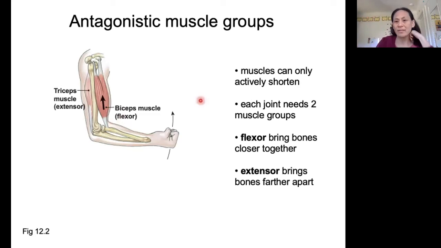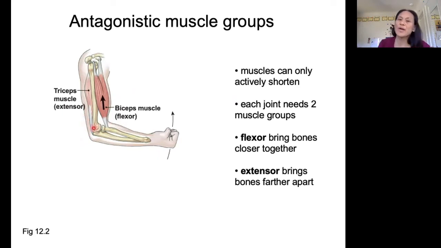When one of the muscles in an antagonistic muscle group contracts, the other one relaxes, right? So in this example, if we are going to bring our bones closer together around this joint, we're going to contract the biceps muscle and we're going to relax the triceps muscle, the extensor.